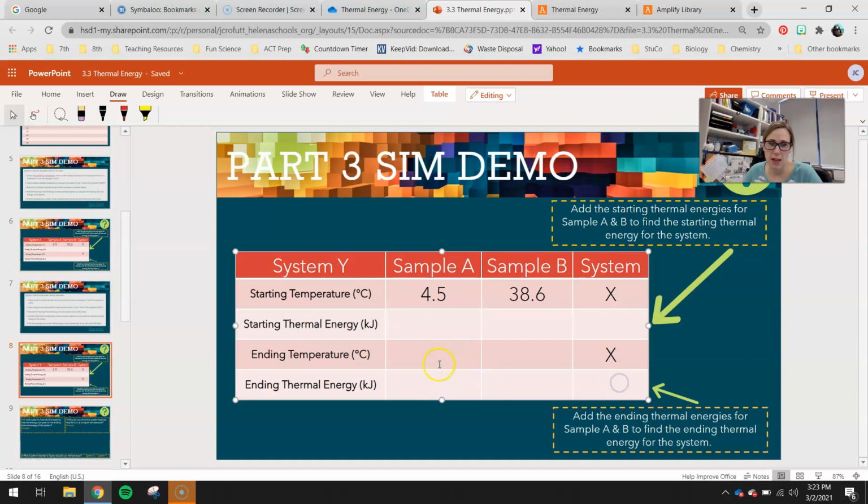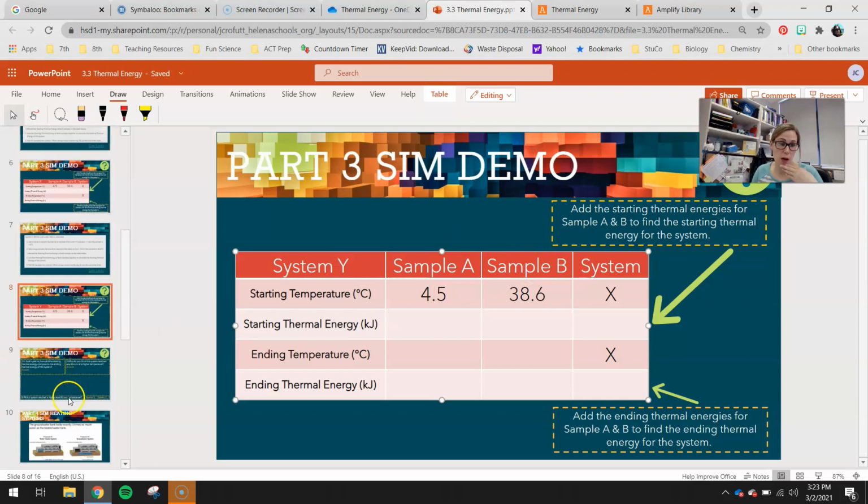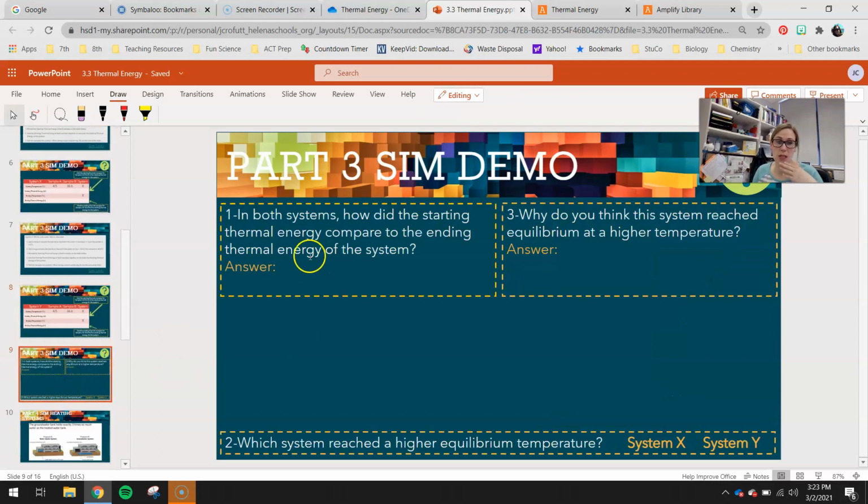Same thing with this, where you guys add up your thermal energy for the system for both of these. And then same thing, you'll push those two together. Watch that little yellow arrow until it disappears, and then record your ending temperature and your ending thermal energy for each sample in that system Y. Okay, and then answer these three questions.